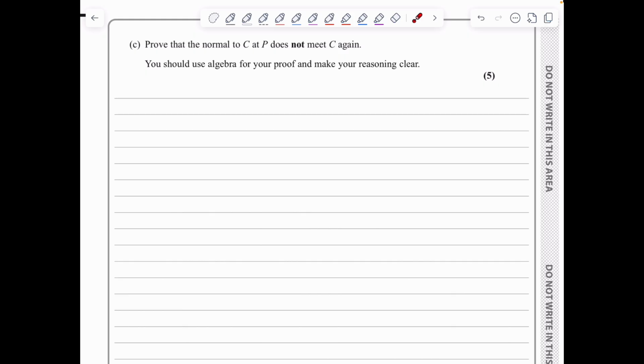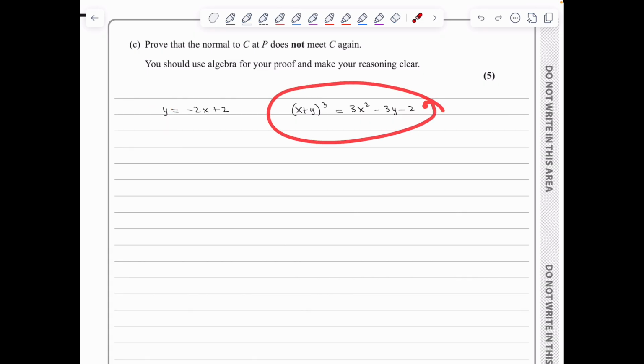In part C, we need to prove that the normal to C at P does not meet C again, and we need to use algebra for this proof and make the reasoning clear. So essentially, we're looking at the solution of two simultaneous equations, the equation of the normal and the equation of the curve. So I'll be substituting y = -2x + 2 into the equation of the curve.